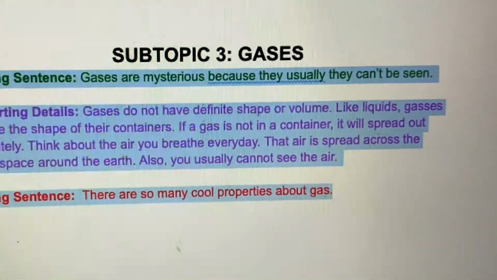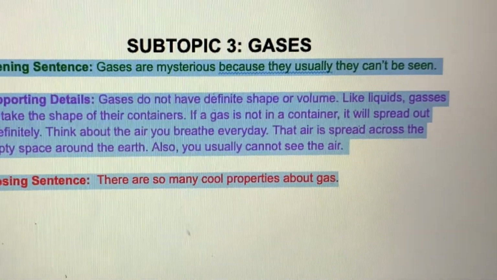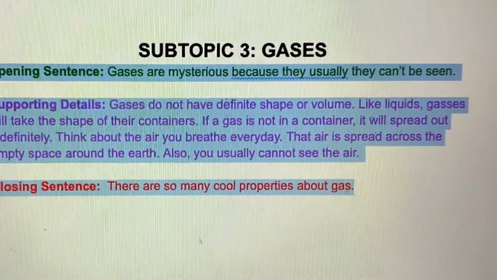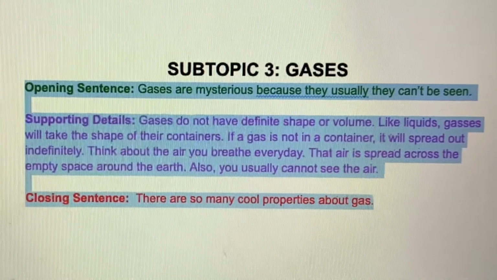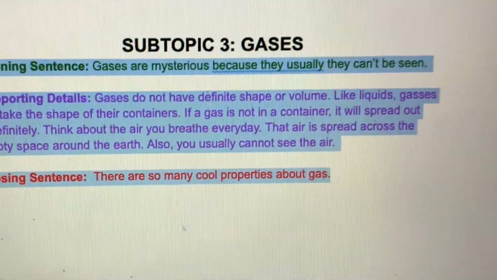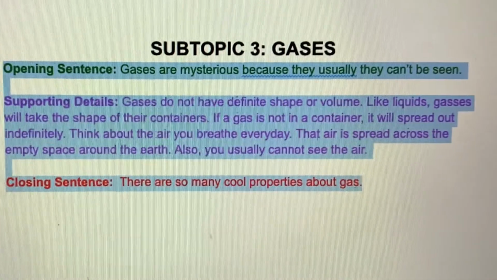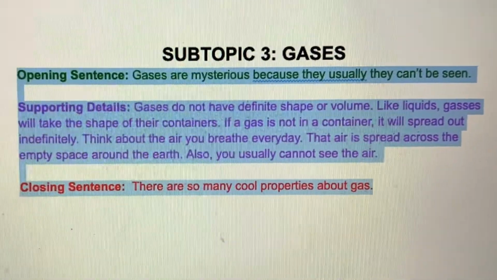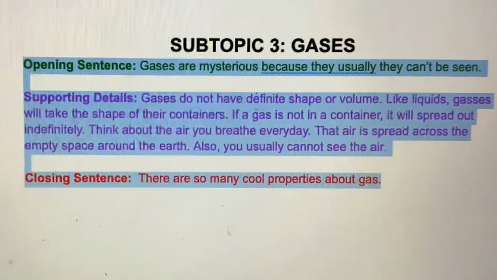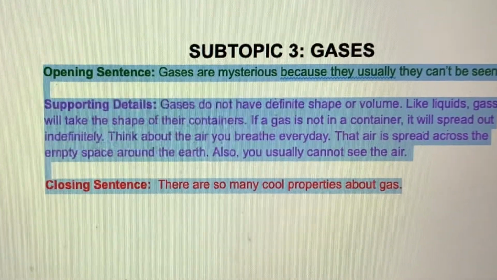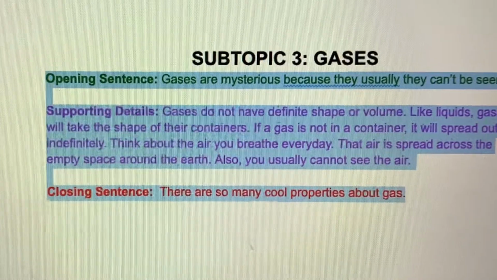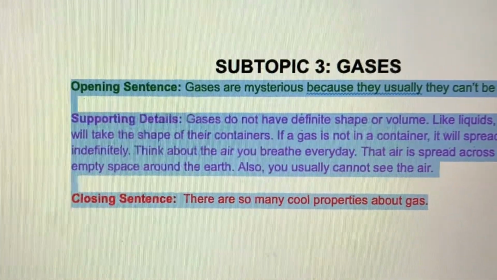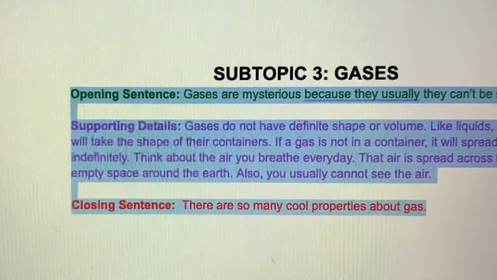Following my same hamburger method, I have my opening sentence. My opening sentence introduces my subtopic. My opening sentence is, gases are mysterious because they usually can't be seen. I then have 3 supporting details. These are details that are directly related to gases, directly related to my topic. My supporting details are: gases do not have definite shape or volume. Like liquids, gases will take the shape of their containers. If a gas is not in a container, it will spread out indefinitely.